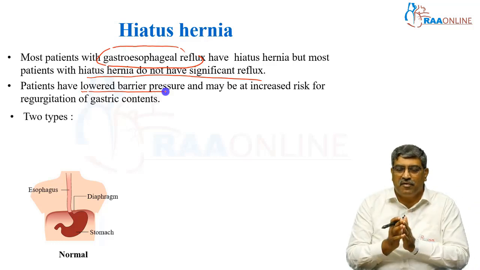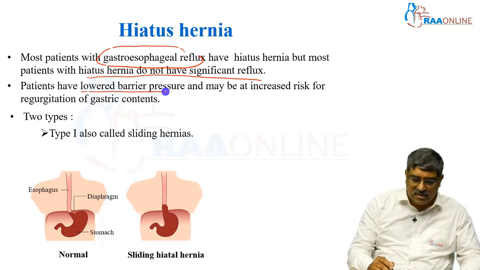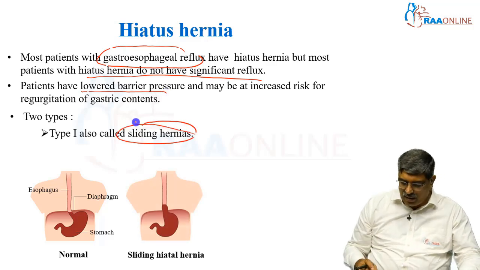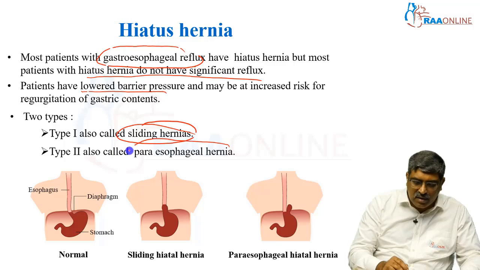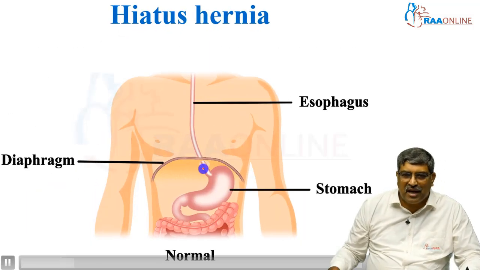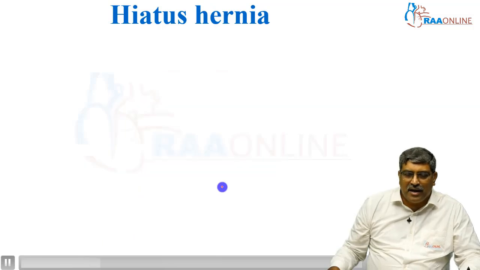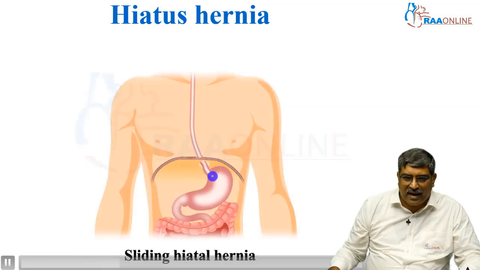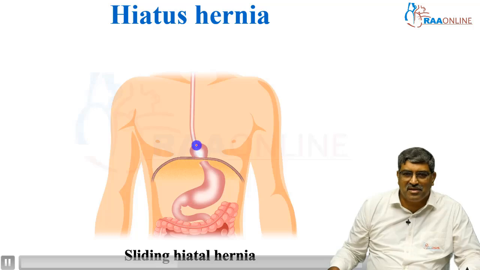There are two types of hiatus hernia. One is the sliding hernia, which is called type 1, and type 2 is called the paraesophageal hernia. Here you can see the esophagus, diaphragm and the stomach. In type 1, which is called the sliding hiatus hernia, the stomach slides across the diaphragm into the esophageal part. This is the sliding hiatal hernia.